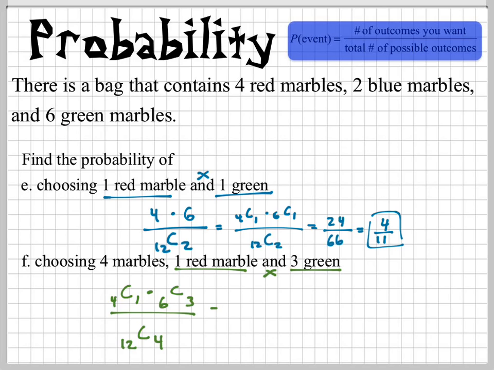Okay. On the bottom, what do we get for the bottom? Okay, we got 495. And then we know that 4 choose 1 is 4, and we're going to multiply it times 6 choose 3, which is 20. So we have 80 up top, 495 on the bottom, and that's going to simplify to what? All right, it's 16/99. Ooh, that's an ugly probability. But the correct probability, when order doesn't matter, you better count on using combinations.